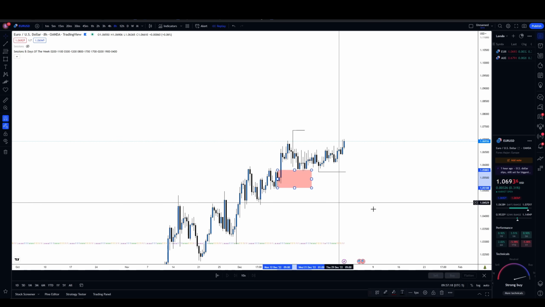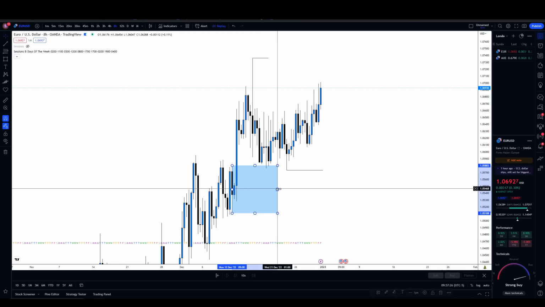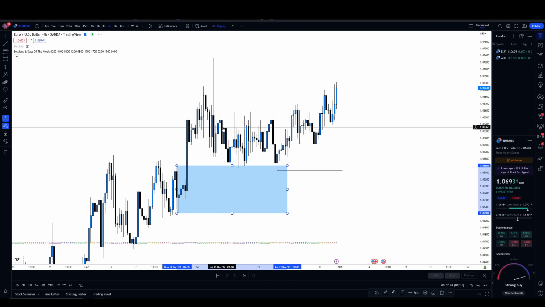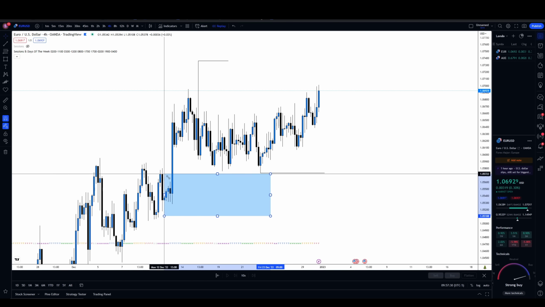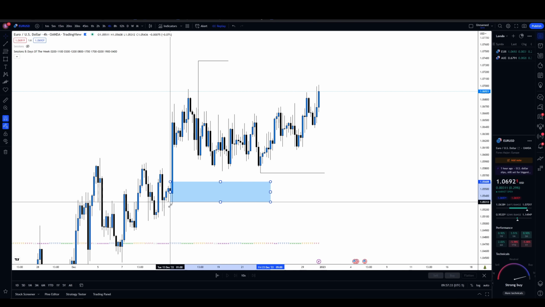Let's use this right here. Yes, we have an 8-hour area of demand that the market had used. So some of you might be wondering, why did I use the 8-hour? It's because a lot of you would have just probably used the 4-hour order block found right here.